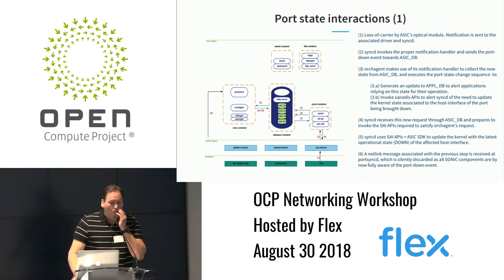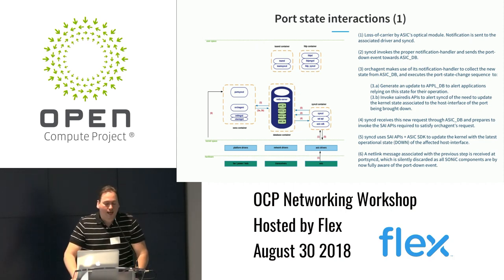Okay, so port state interactions. If we take a look at what's happening when we lose a link, these are the several steps that would actually occur. You're going to get a notification from an ASIC optical module. You're going to send a notification up to SYNC-D. SYNC-D will invoke its handler and will send a port down event towards ASIC-DB.